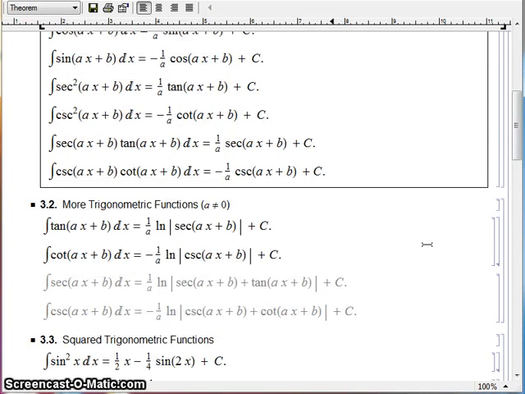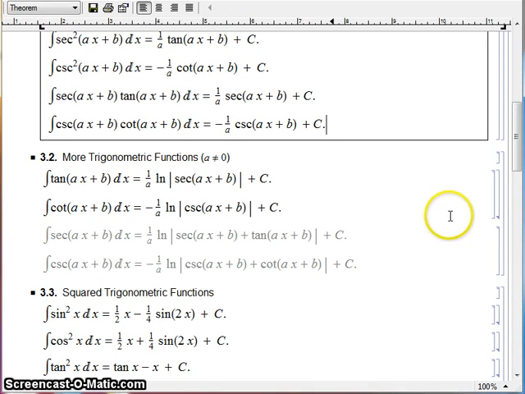Some additional trigonometric function rules. These are not as important, but here they are. Antiderivative of tangent: 1 over a log of secant. Antiderivative of cotangent: negative 1 over a log of cosecant. Derivation in the forward direction is rather difficult, but if you start from the right hand side and then take the derivative, use some log rules and trigonometric function rules, then you can deduce these are antiderivatives.